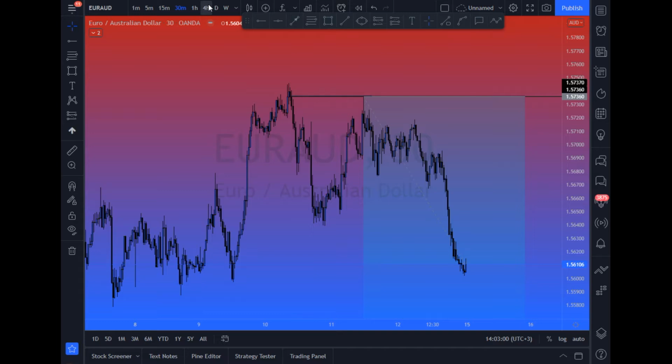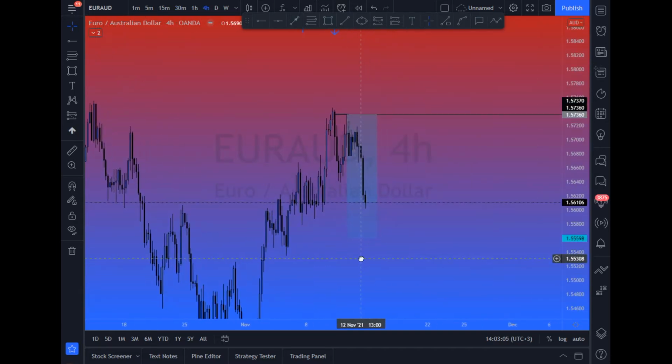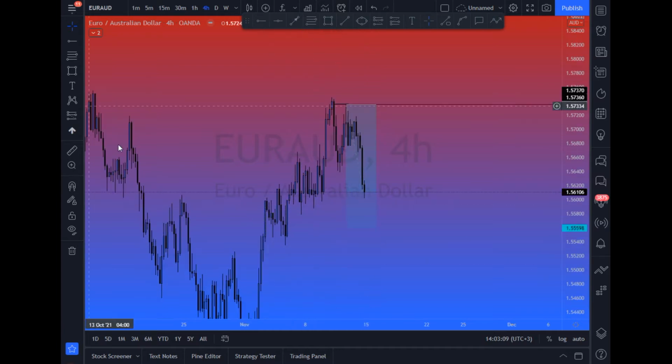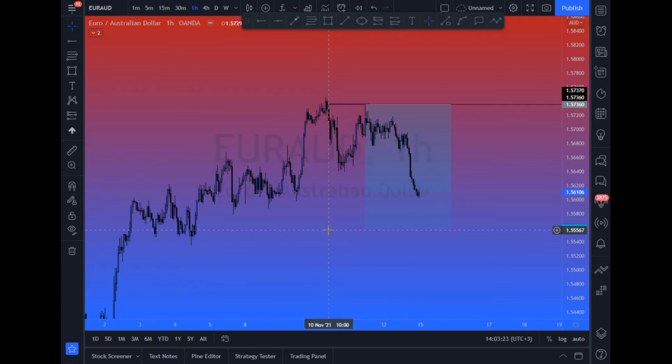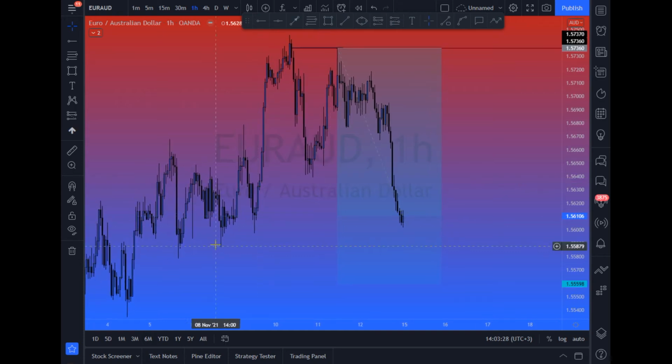So what do we see here? I like to start from the 4-hour. The market started in an uptrend and then it came here. There was nothing important in the 4-hour. You look in the 1 hour. In the 1 hour here, the market is in an uptrend, higher highs, higher lows. Then it came and broke this structure.